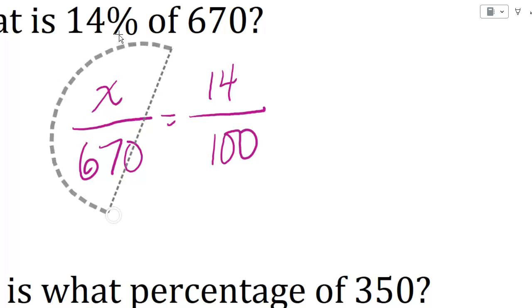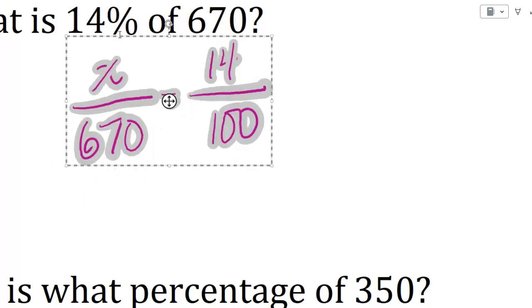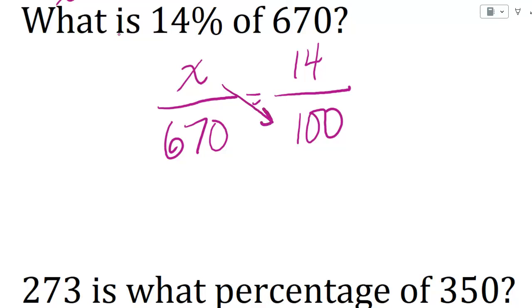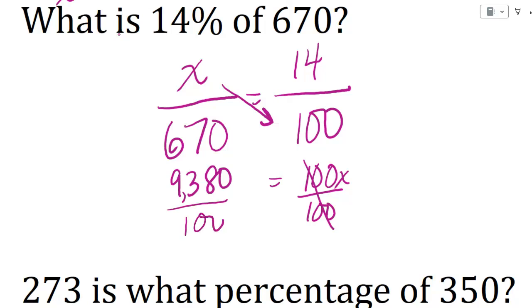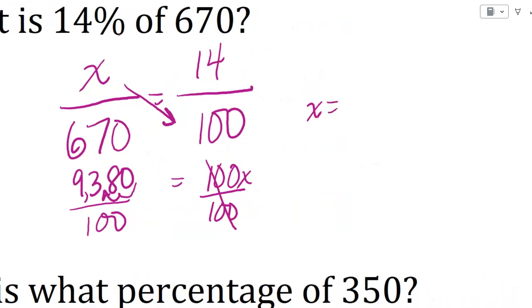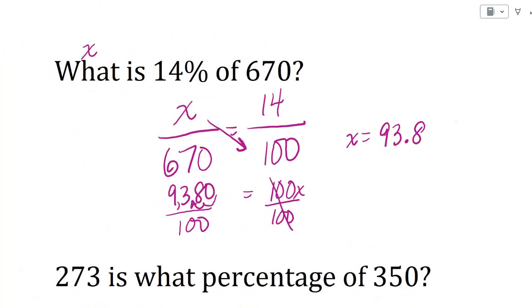And then just like always, we can solve our proportion. I'll do it by cross multiplying. Okay, cross multiplying, we have x times 100, that's 100x, and then 14 times 670. I don't trust my own head to do that very quickly. It's going to be 9,380. Divide both sides by 100 to get x alone. When we divide by 100, we're essentially moving the decimal point over 2 spaces. So this is going to be 93.8.